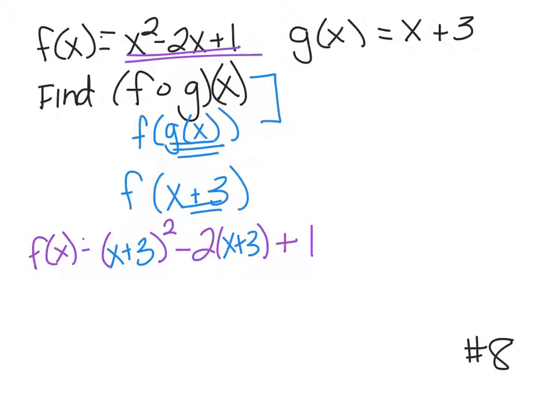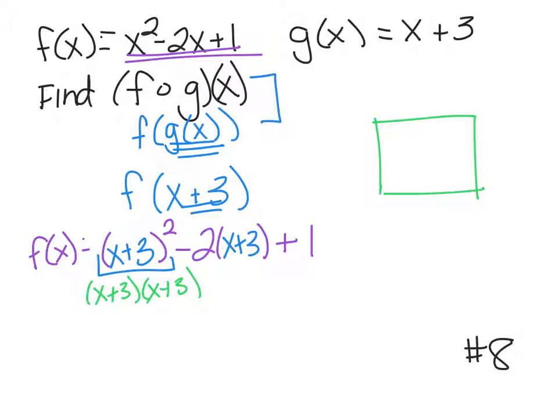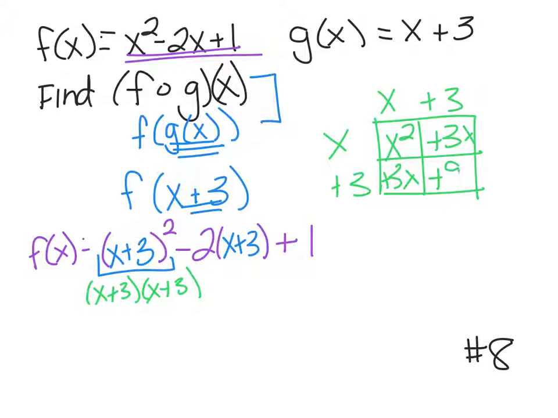Okay, this piece right here, I'm going to go ahead and do it off to the side, because what I'm looking at is x plus 3 times x plus 3. However you want to solve that, I'm going to use the box method. X times x is x squared, plus 3x, plus 3x, plus 9. So this piece right here is x squared plus 6x plus 9.